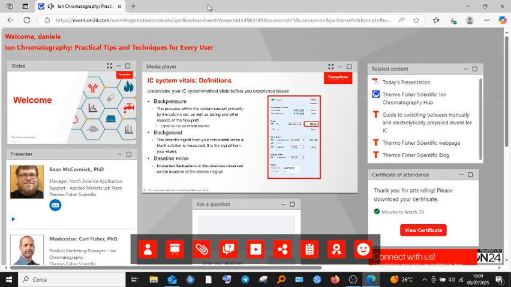And last, when it comes to instrument performance vitals, is your baseline noise. The baseline noise is unwanted fluctuations or disturbances observed on the baseline of the detector signal. So this is the ripples in your baseline. This is not something that is just put out there in terms of a reading on the screen. It is something that you can actually plot and graph to provide you with additional feedback. We'll talk about that in future slides.